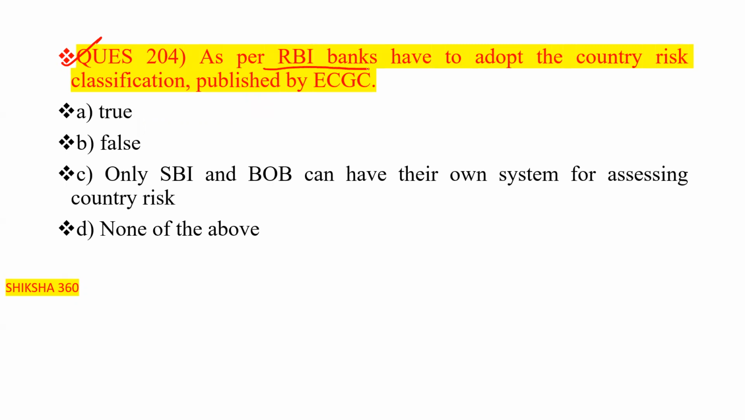As per the RBI, banks have to adopt the country risk classification published by the ECGC. We have discussed that classification, A1, A2, A3. Is there any compulsion regarding that or not? As such there is no compulsion.